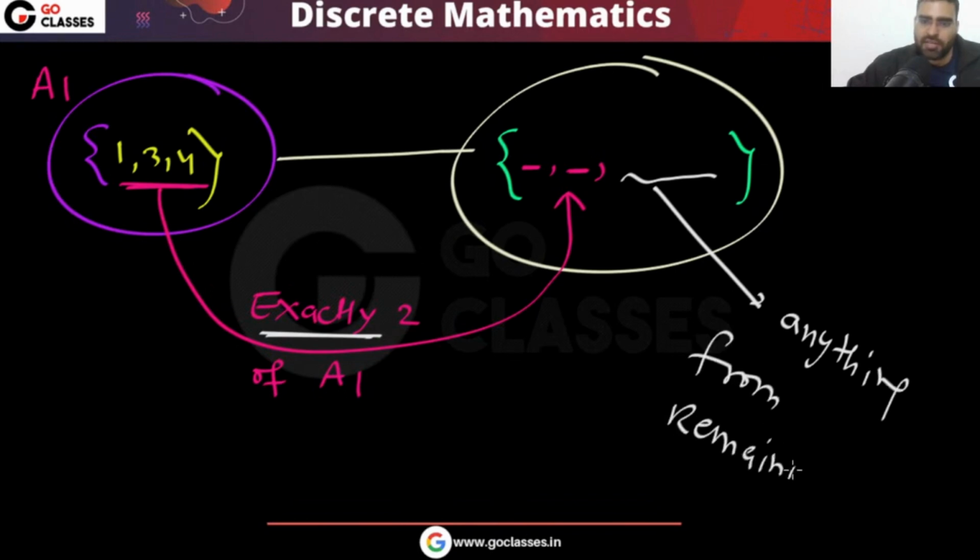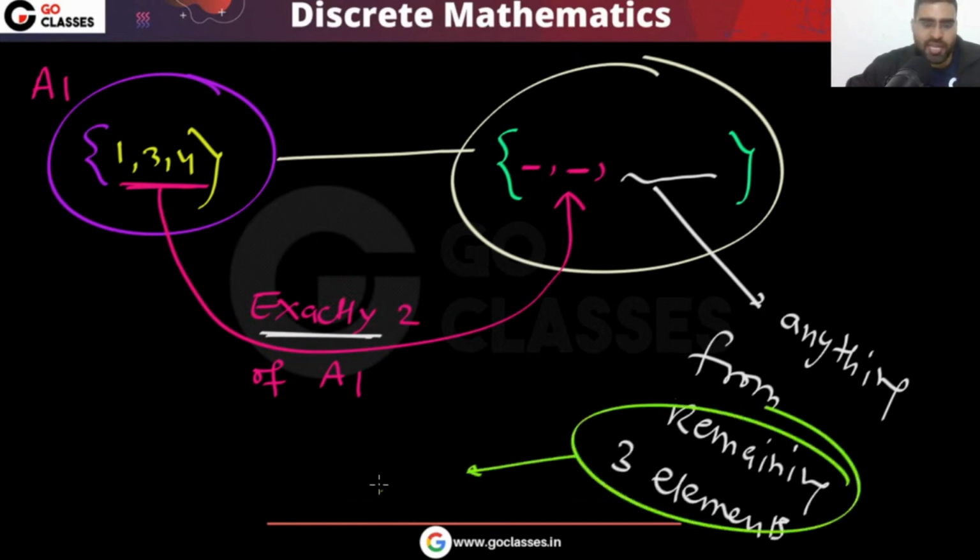There are remaining 3 elements. Who are those remaining 3 elements? Those are 2, 5, 6. Those remaining 3 elements are 2, 5, 6.